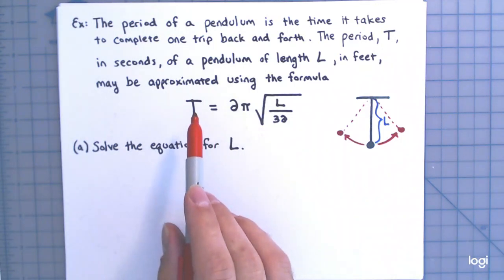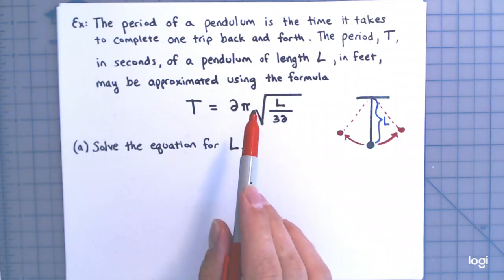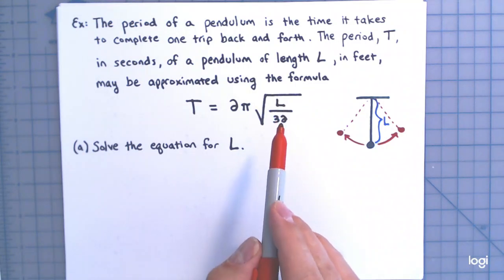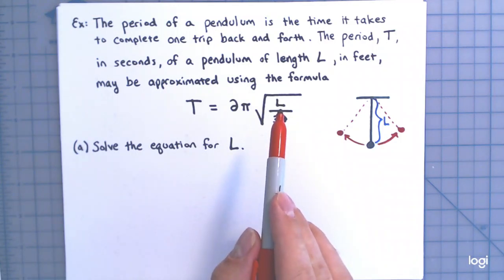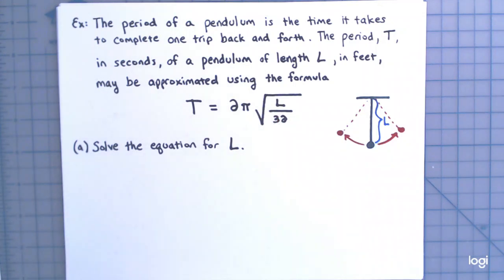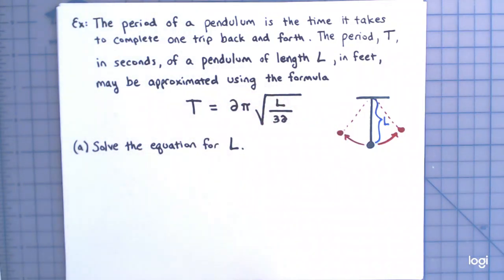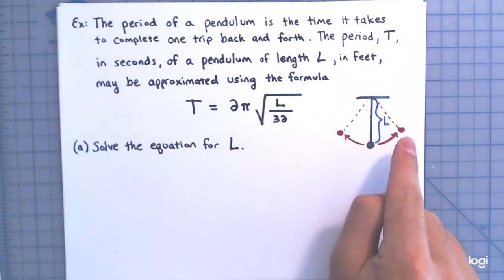So T, the period, equals 2 times pi times, and then here's your radical, the square root of this fraction. The square root of, and then in the fraction inside the radicand, L, the length, divided by 32. All of that is inside the square root. So this gives us a formula to approximate how long it would take to swing our pendulum of length L back and forth one time.